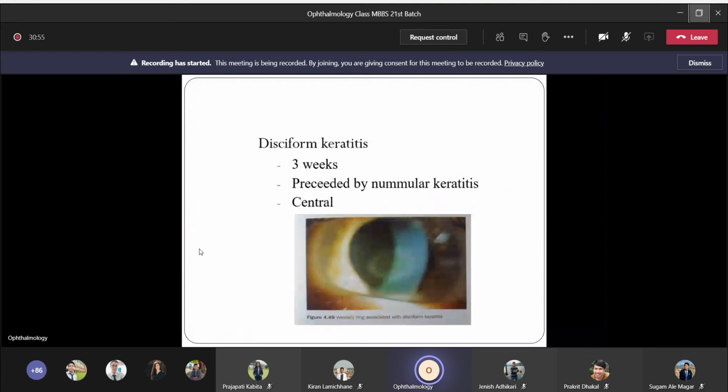Disciform keratitis is keratitis in the form of a disc, and usually occurs around 3 weeks after the rashes, after the skin lesions, and usually it is central. Disciform keratitis is also known as Wesley's ring. You can see that it occurs in the form of a ring or in the form of a disc. So the epithelial keratitis progresses to a nummular keratitis, and this further progresses to a disciform keratitis.